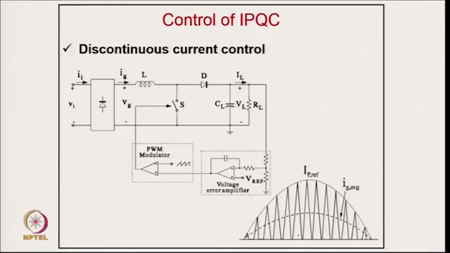As you can see here, the inductor current is discontinuous, but because of this you get inherent power factor correction. So, a couple of sensors are completely eliminated here, but of course, at the cost of, what is the disadvantage?